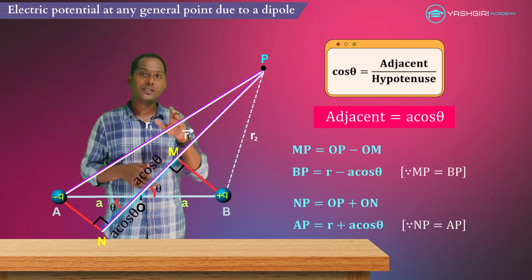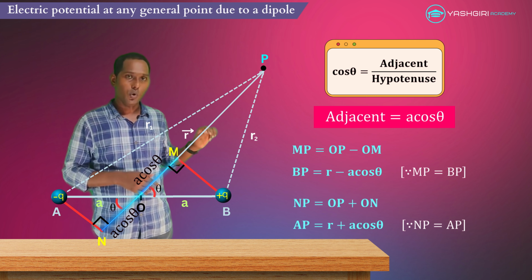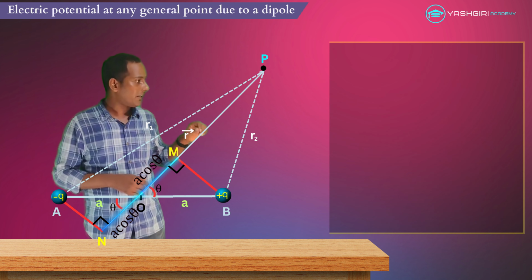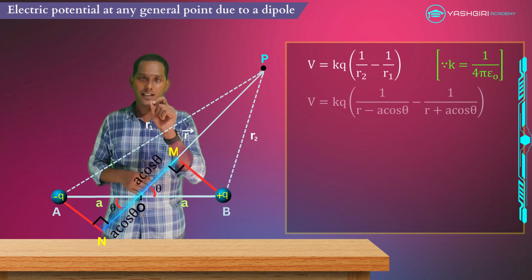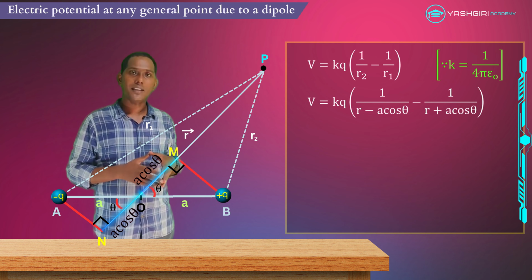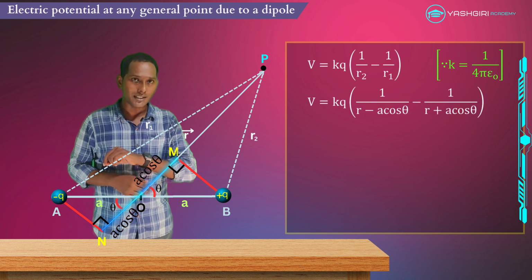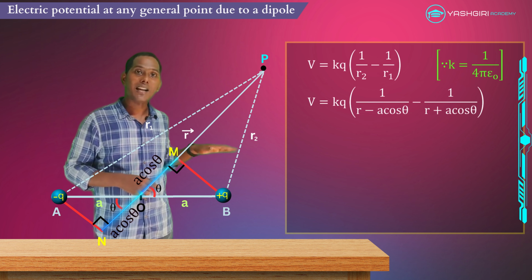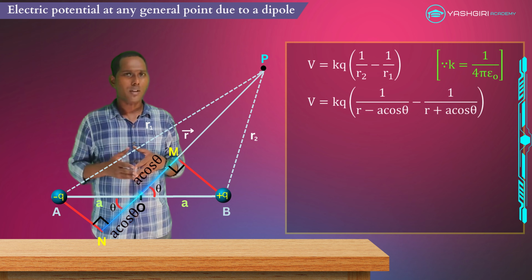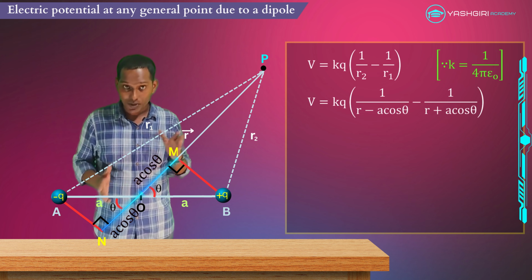So now I will be substituting at these places. What equation will I be having? It will be the electric potential V equals k times the charge q. Inside the bracket, we will have 1 over r2, and what is r2, students? It is r minus a cos theta. And what is r1? It is r plus a cos theta.